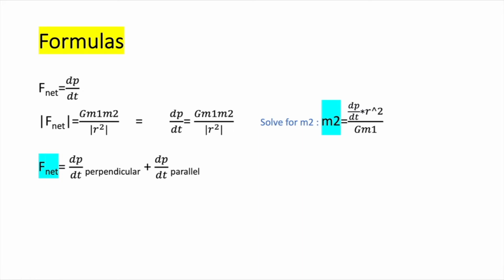So in order to find the mass of the black hole, we need to set the magnitude of the F net equal to the equation of gravity, because we can assume that the only force acting on the star is the force of gravity by the black hole. Then we solve for the mass of the black hole, and we get this equation. Also, we will be using the equation of F net, which has two components, its perpendicular component and its parallel component.